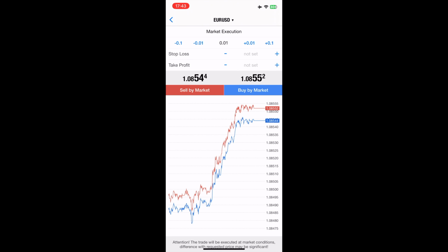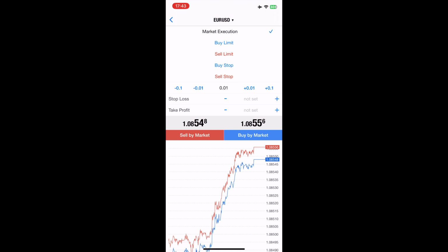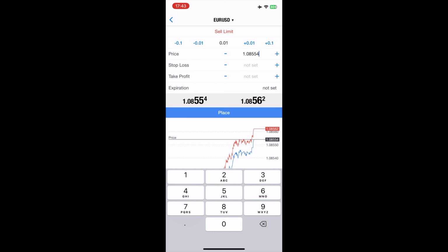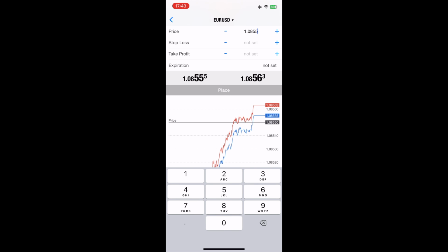I can come to trade rather, click on this plus, and instead of market execution, I would tap on it. There are options. We have buy limit, sell limit, buy stop, sell stop. Since I want to sell, but price is not there yet, I can go in with the sell limit. And then what price do you want to have your sell limit? Remember, 0855, I think it's 08550.